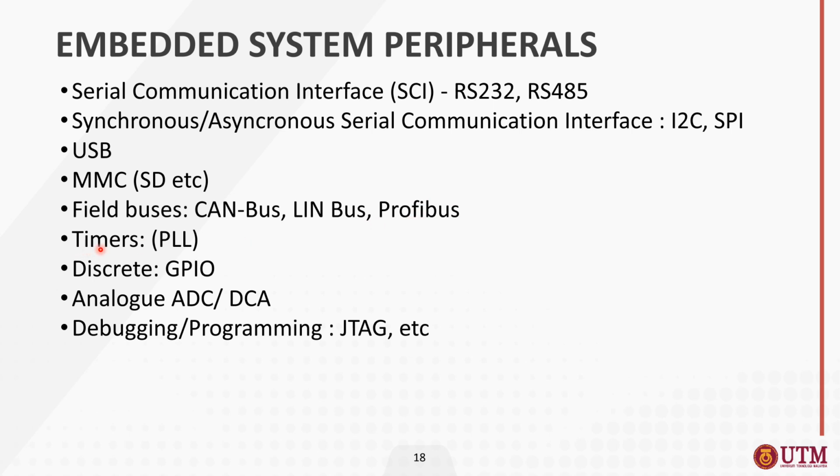Sometimes you can also connect by using PLL, for example for the timers. For the discrete system, for example inside the Raspberry Pi, you connect your input-output by using the GPIO. Analog ADC, DAC, analog-to-digital converter, digital-to-analog converter. And in terms of debugging or programming, you can also use JTAG, USB, and so on. So there are several modes where you can connect your peripherals to your embedded system. This is customizable and depends on the embedded system itself. Sometimes an embedded system just uses USB, sometimes it just uses GPIO.